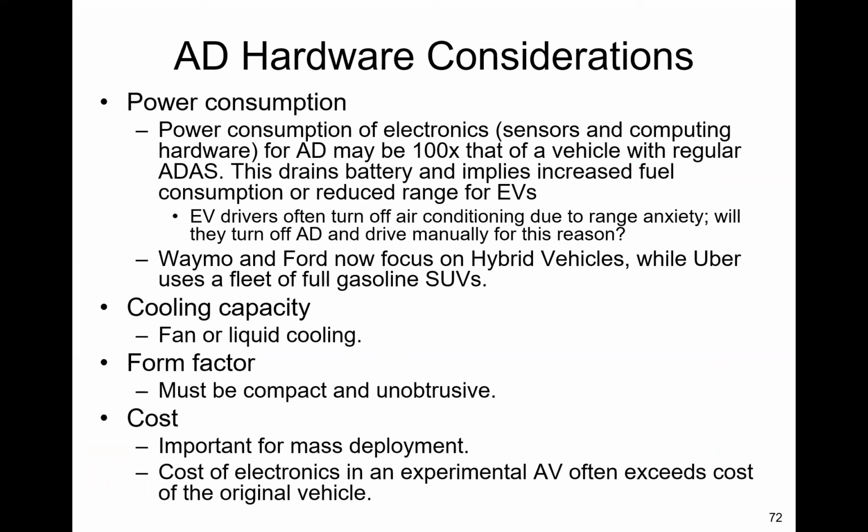So AD hardware considerations are power consumption. Power consumption for AD may be 100 times that of a vehicle with regular ADAS, advanced driver assistance. So this drains battery and implies increased fuel consumption or reduced range for EVs, electric vehicles. So EV drivers often turn off air conditioning in the summer due to range anxiety. That is, they are afraid that the car will break down on the road. I mean, will they turn off AD function and drive manually for the same reason?